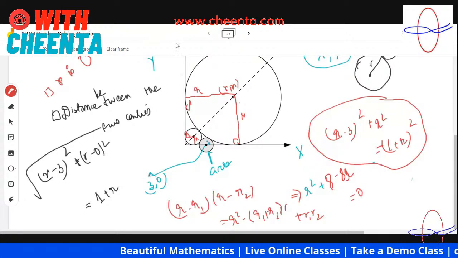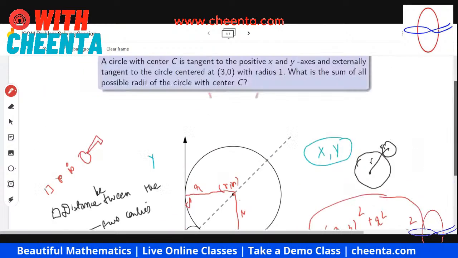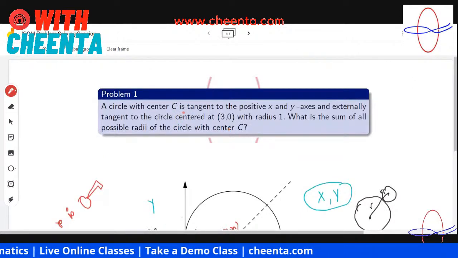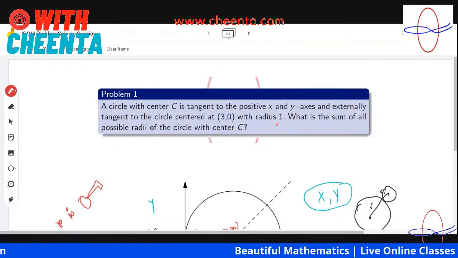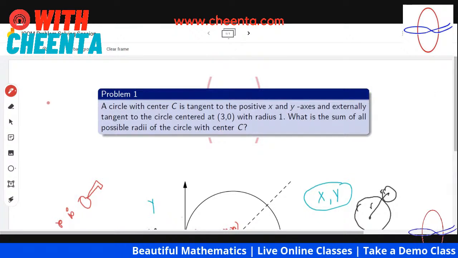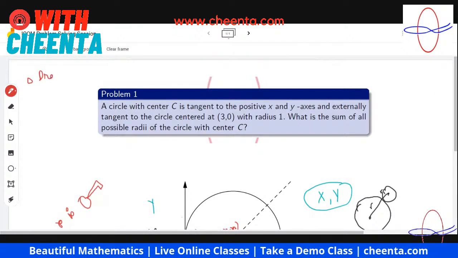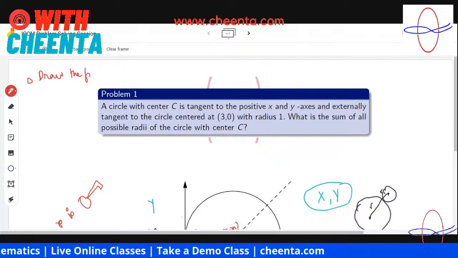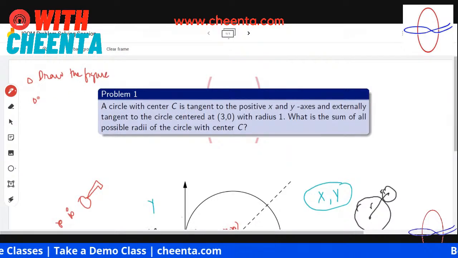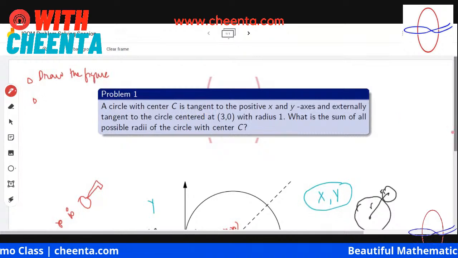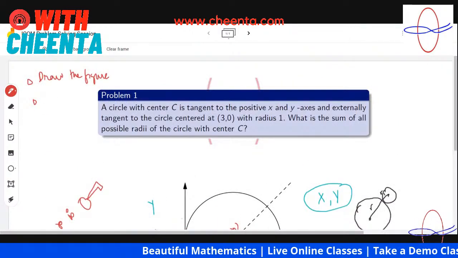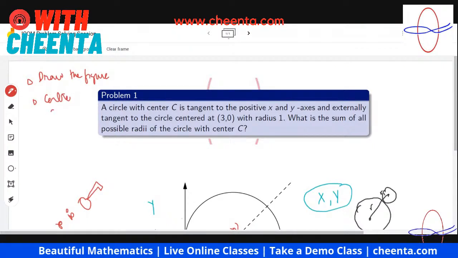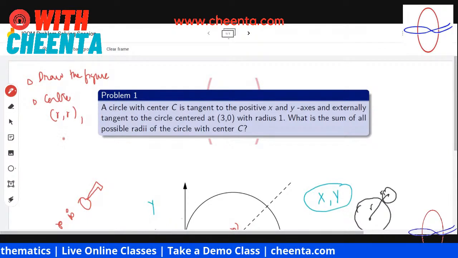Yeah, sure. I will repeat the whole thing again. So we have a circle with center C, which is tangent to the positive x and y axes, and externally tangent to a circle which is centered at (3, 0) with radius 1. So now our first step is that we draw the figure. The second step is that we use the information, right? The information that it is tangent to the positive x and y axes implies that the center is (r, r), and the radius is obviously r.